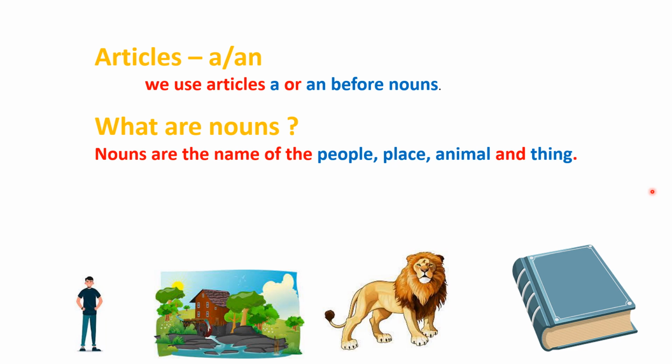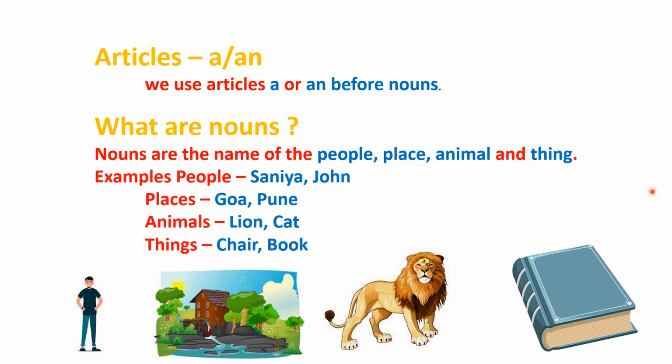Okay, let's see more examples. More examples are Sanya, John, places like Goa, Pune, Mumbai, Kerala, animals like lion, cat, dog, giraffe, things like chair, book, table, duster. Ye sab kya hai? Names hai. Aur jo name hota hai, usko hum bolte hai nouns. Aur hum articles A aur An kabhi use karte hai? Nouns ke pehle. I hope it is clear.